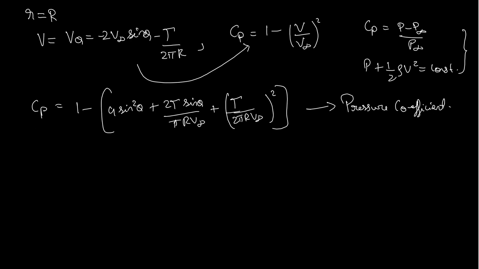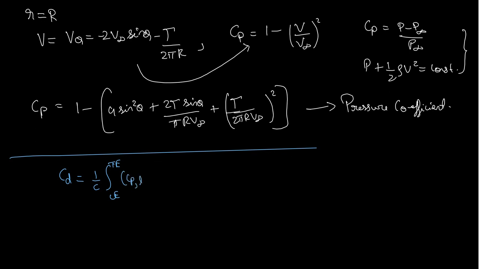Yeah. Now we'll try to calculate the drag first. And that is where we get something very paradoxical. So the drag is given by 1 by c, where c is any characteristic length, times the integral from the leading edge to the trailing edge of the difference in the pressure coefficients on the upper surface minus the pressure coefficient on the lower surface. That is the drag that we'll be calculating.